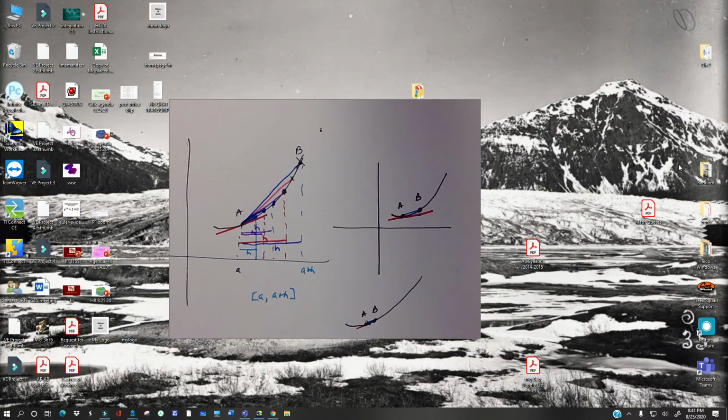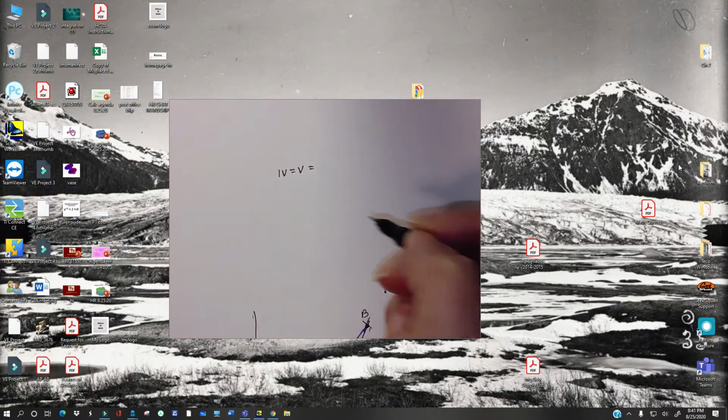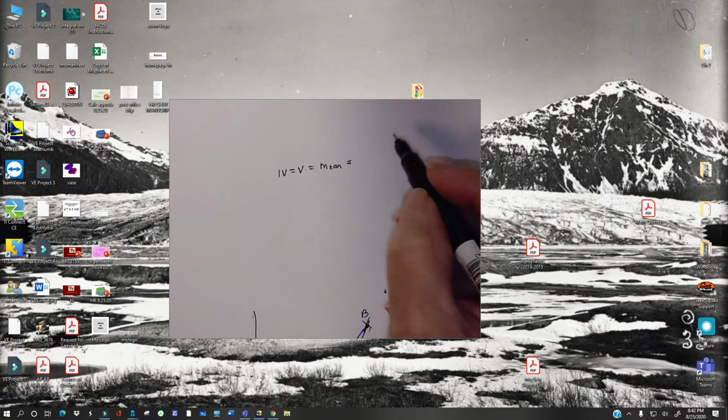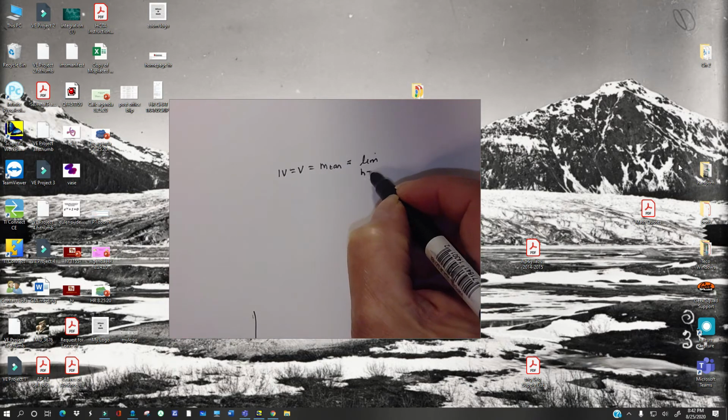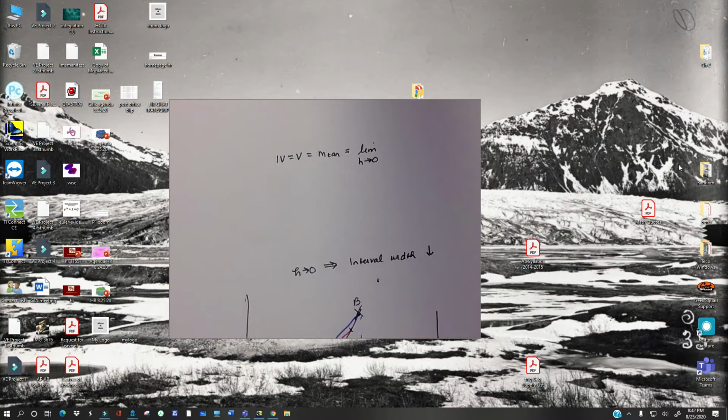And for right now, since we don't really know any calculus, this is not calculus yet, what we have to realize is that we're going to be approximating the slope of the tangent line because we don't know enough calculus yet. So we say that instantaneous velocity, which is the same as velocity, is equal to the slope of the tangent line, which equals the limit as h approaches 0. Now, h approaches 0 means the interval width is getting smaller and decreasing. It's getting smaller and smaller and smaller.